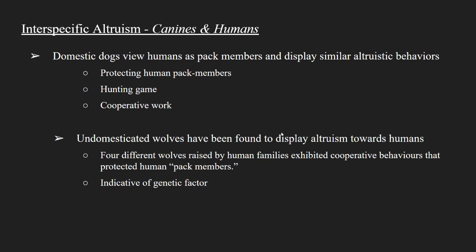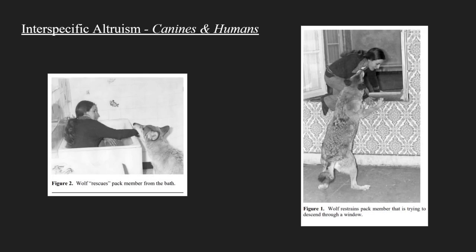A 2016 study by Pierre Joventin and colleagues has found that undomesticated wolves will also exhibit altruism towards humans. Their studies showed that 4 different wolves that were raised by families could be triggered repeatedly to exhibit cooperative behaviors that protected human pack members. This research is highly indicative of a genetic factor in regard to altruistic behavior. These photos here are from the study showing that the wolves would attempt to protect the human pack members from unknown or perceived dangers, such as the bathtub or climbing out of a window.